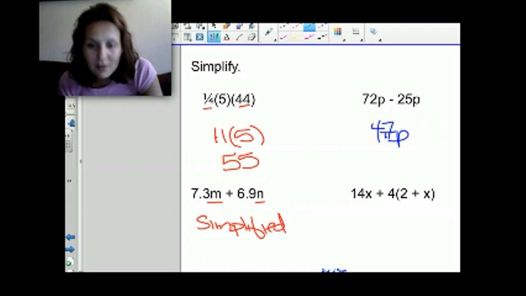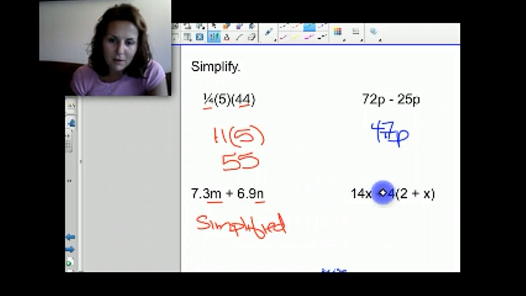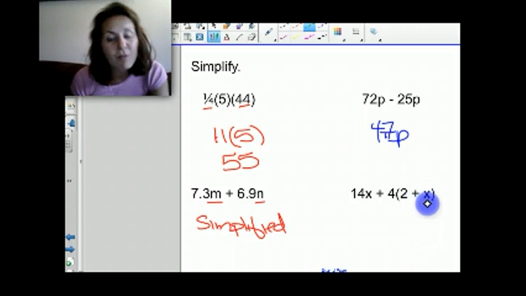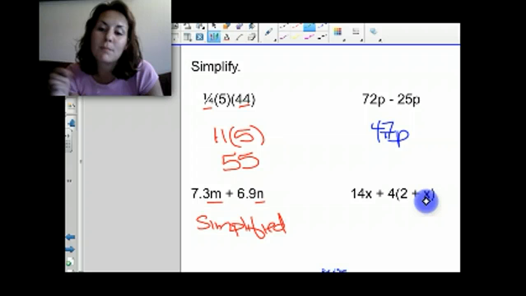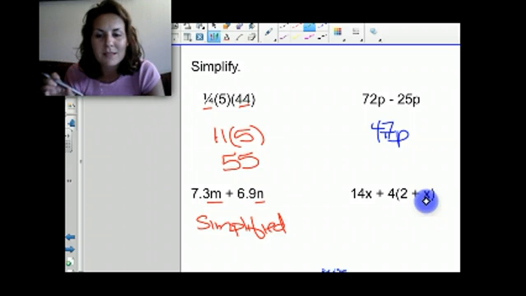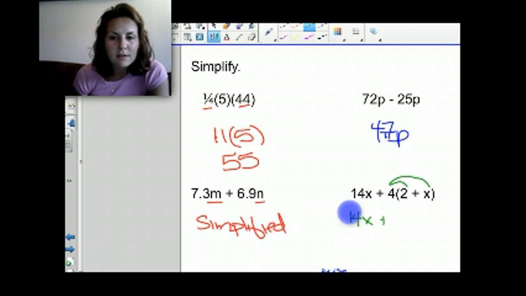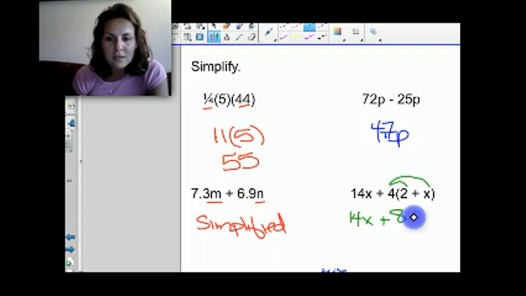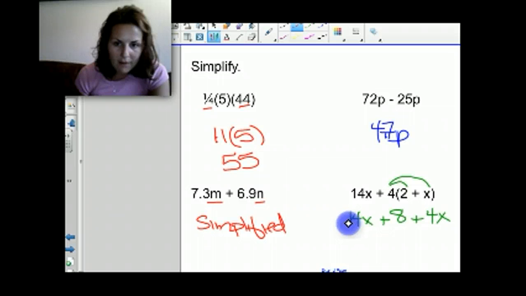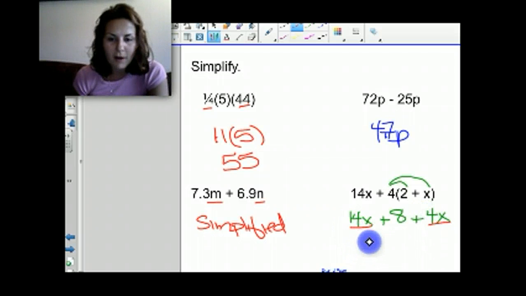Now the last example gives us an opportunity to use the distributive property. 14x plus 4 times 2 plus x. Now I know from order of operations we're supposed to simplify the parentheses first. But inside of parentheses we have a 2 and an x, which aren't like terms. So we can't add them. So we use the distributive property. This gives me 14x plus 4 times 2 is 8 plus 4 times x is 4x. Now I can combine my like terms of 14x and 4x, and I end up with 18x plus 8.